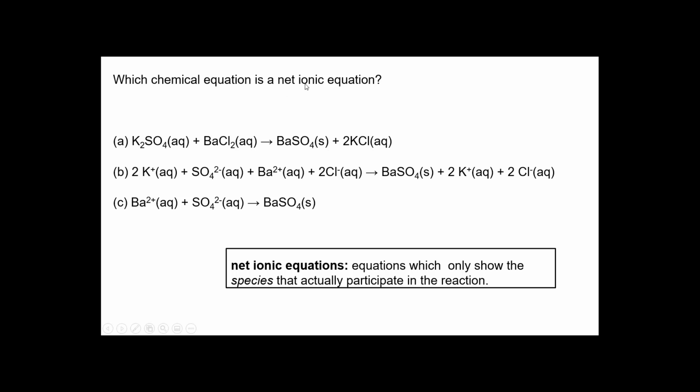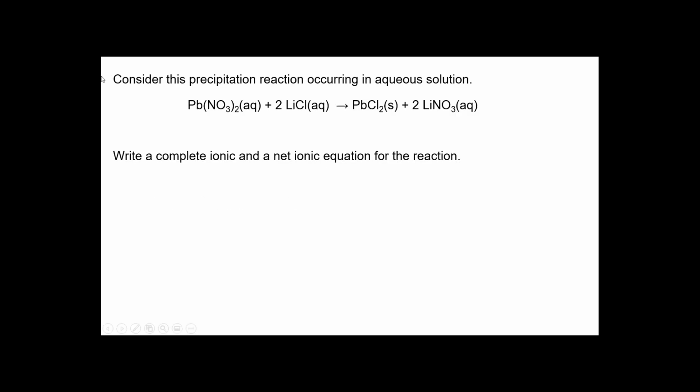Okay, so which chemical equation is a net ionic equation? That equation which only shows the species that actually participate in the reaction. So if we look here, that's a molecular. This is a complete ionic. You see the coefficients in front. You have to have everything. And this is a net ionic. It only shows what participates in the solid.